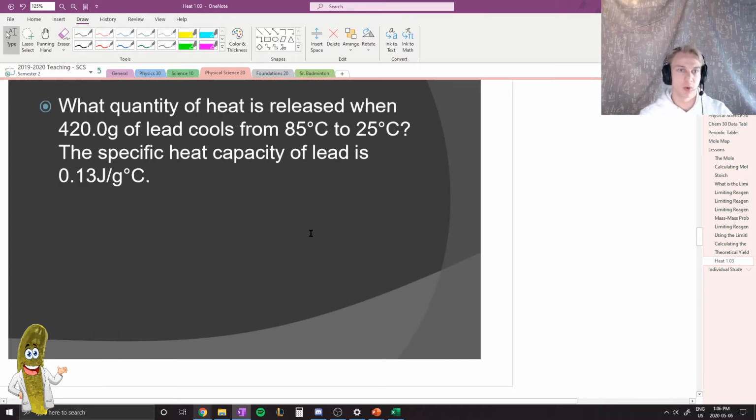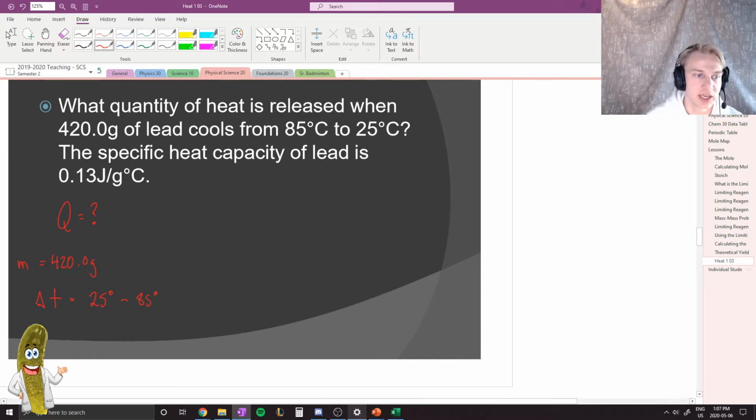Example number two says, what quantity of heat? Again, quantity of heat means that we don't know what Q is. What quantity of heat is released when 420 grams is equal to our mass? And it's of lead cools from 85 degrees Celsius. So delta T cools from 85 degrees Celsius to 25 degrees Celsius. So the final temperature is 25 degrees Celsius. The initial temperature was 85 degrees Celsius.